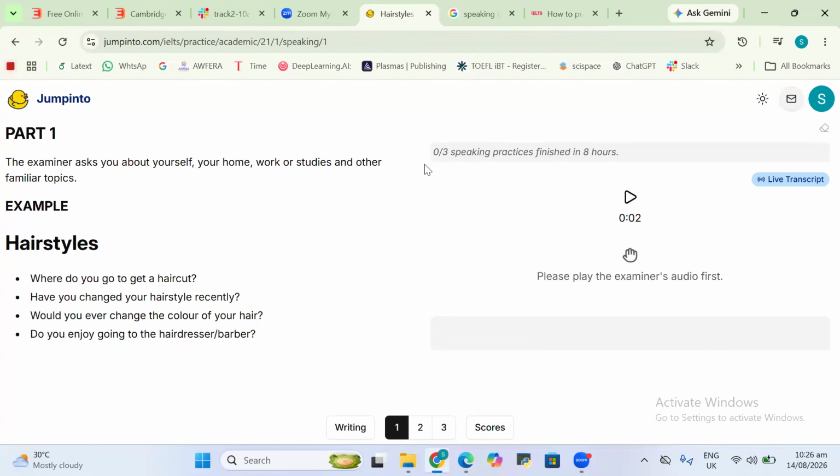Okay, so you don't need to memorize, but whenever you give an answer, you should consider that you are actually sitting in a real exam, and maybe the examiner asks you these questions during your exam, so you should not take these questions lightly. Okay, so you should take these questions seriously. Okay, the next question is, have you changed your hairstyle recently? Okay, who would like to answer this question?